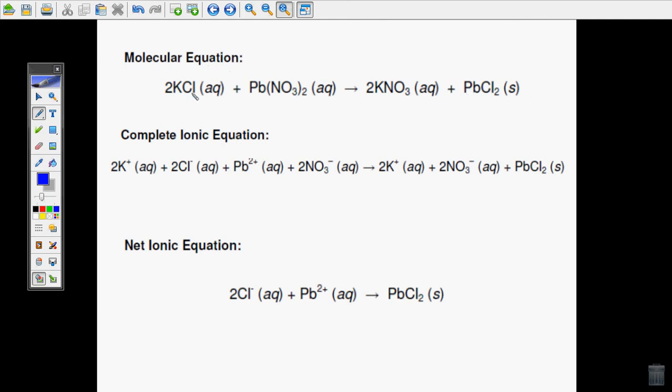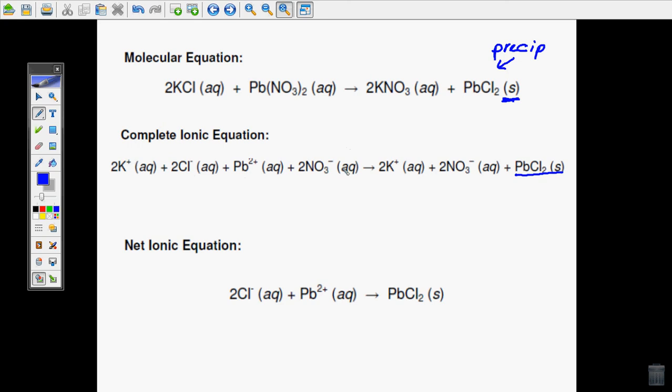Then you break it apart into its ions for a complete ionic equation. So KCl would break apart into potassium and chlorine, and you have to make sure you write your charges. Lead nitrate is soluble, so it would break apart. Potassium nitrate is also soluble, so it would break apart. Now if you look here, lead chloride is a solid, so that's going to be our precipitate. That is not going to break apart, so we leave that together. Only what's soluble breaks apart, and you'll have to look at your solubility rules, and you'll always have those for the test and the EOC.